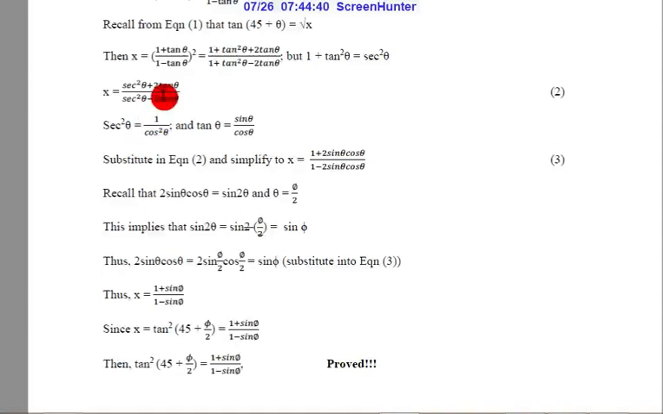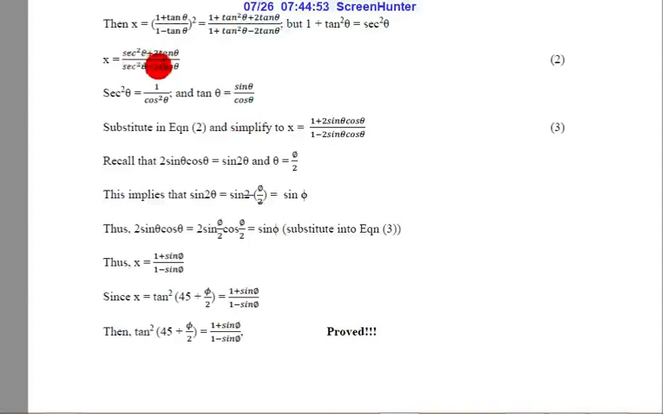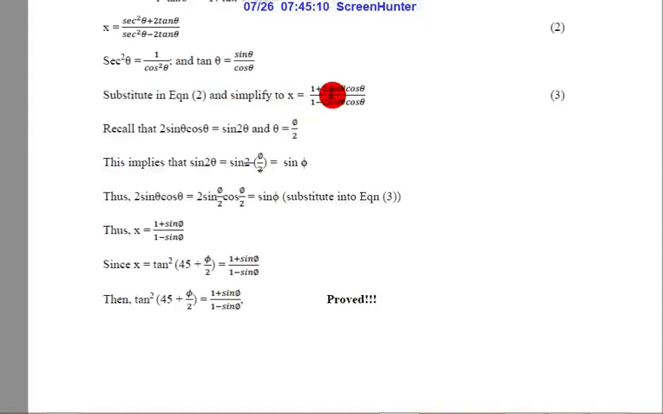which we call our equation 2. We also know that sec squared theta is equal to 1 over cos squared theta, and tan theta is equal to sin theta over cos theta. So we replace each of these terms in equation 2 with equivalent values. When we replace and simplify, we have x to be (1 + 2 sin theta cos theta)/(1 - 2 sin theta cos theta).